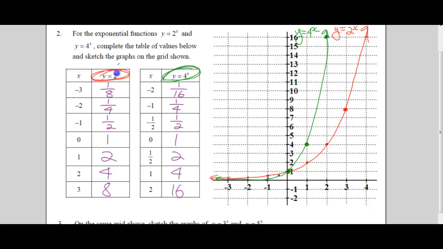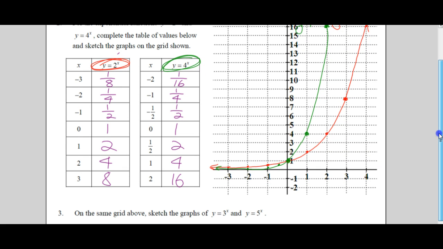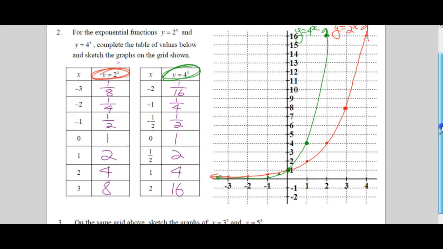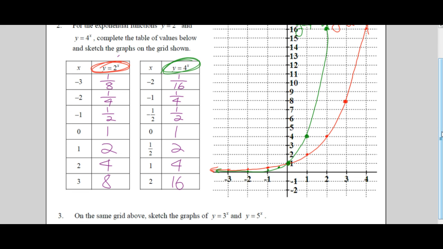Okay, so take them all, write them down, become familiar with them. These are exponential functions, right? You've got a constant for the base, 2 or 4, and your variable is in the exponent. On the same grid above, sketch the graph of y equals 3 to the x and 5 to the x. Okay, so let's do 3 to the x in blue.